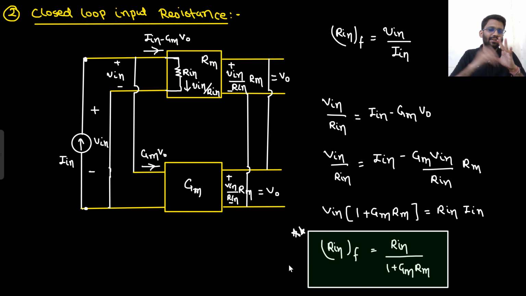How did we derive it? Look, our target was to find V in by I in. Then I know that whatever the current that is there in the input resistance, that will be amplified with the factor of Rm. What was seen in the voltage amplifier? Whatever the voltage the input resistance is getting, that was amplified.